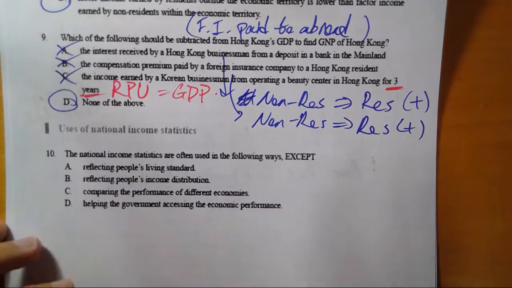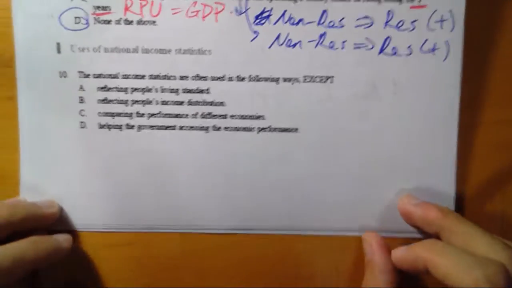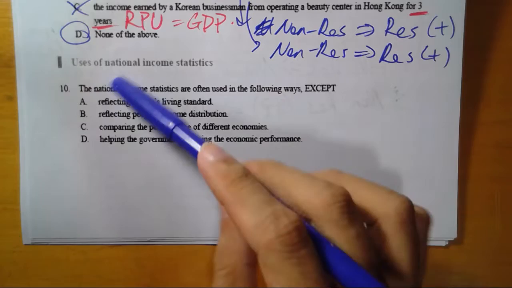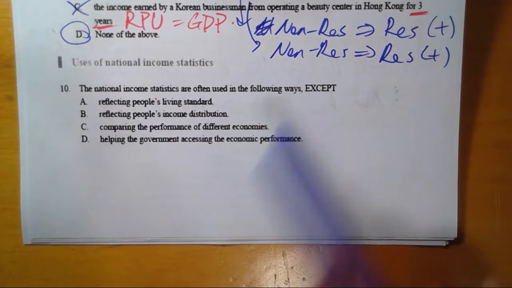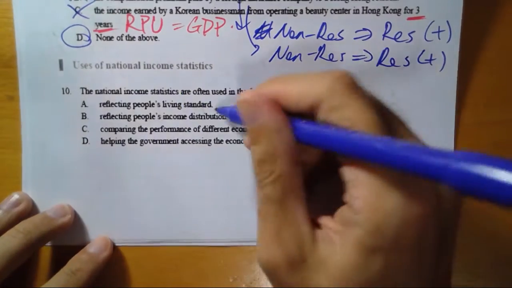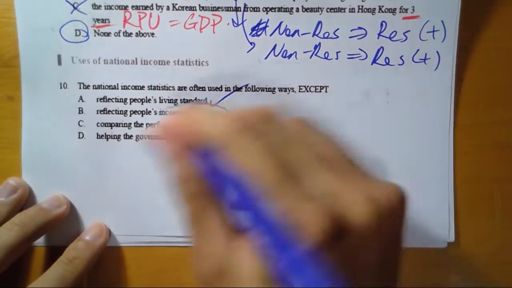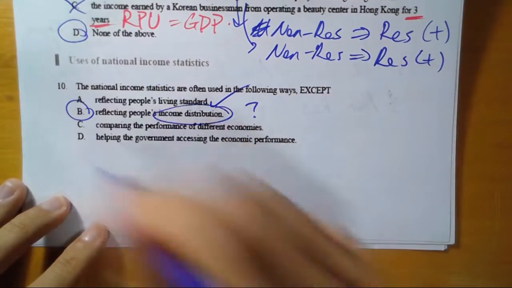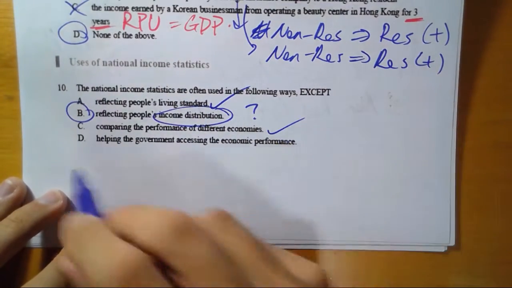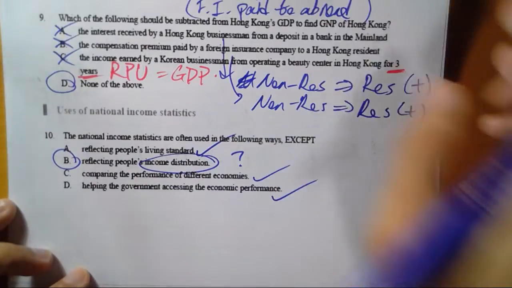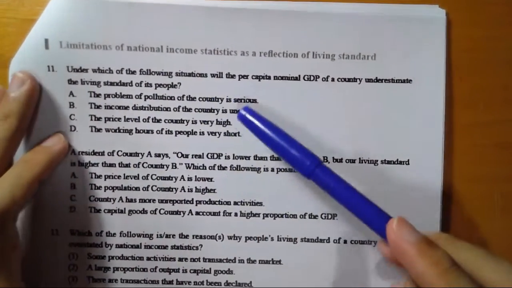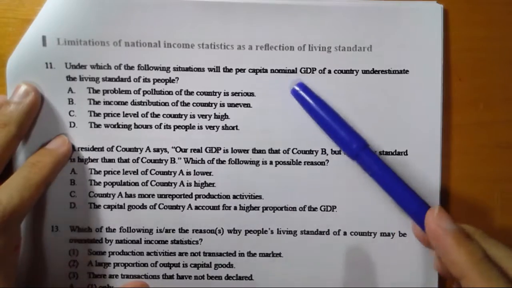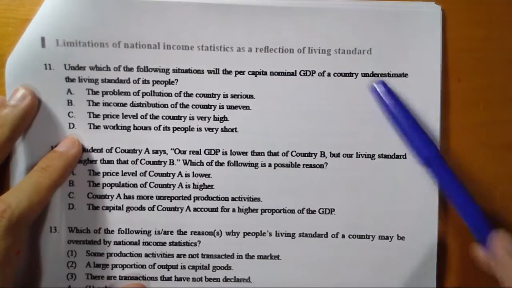Okay? Now very standard, very standard. Now for the rest of the questions, even more standard. Okay, uses of national statistics. Now GDP, GNI can be used, except which one? Living standard, yes. Income distribution, can it? No, it can't show. Okay, comparing performance, yes. Help to assess performance, yes. I won't go through this, read the book yourself.